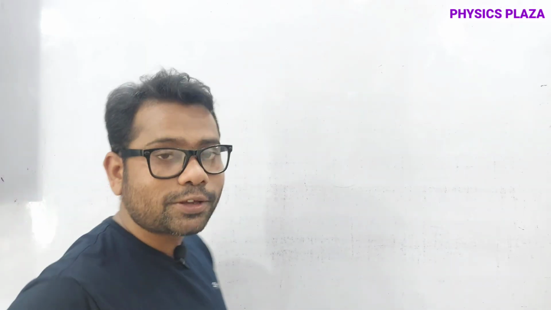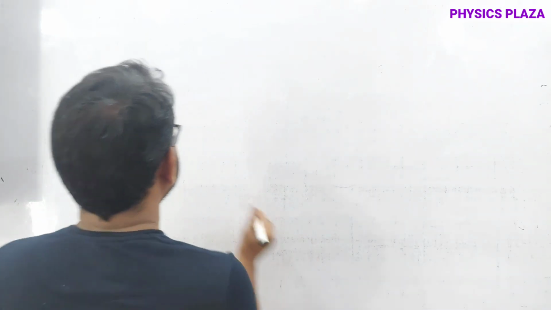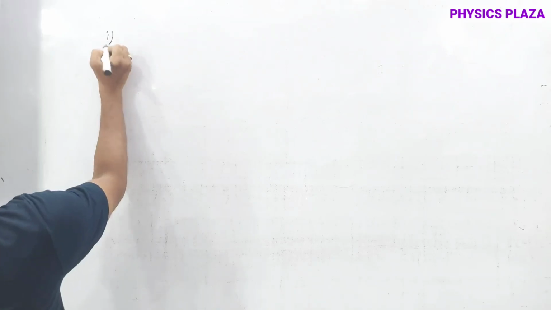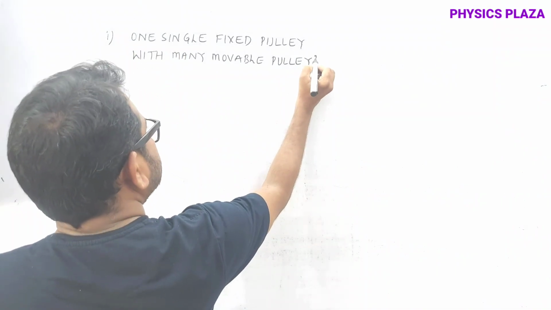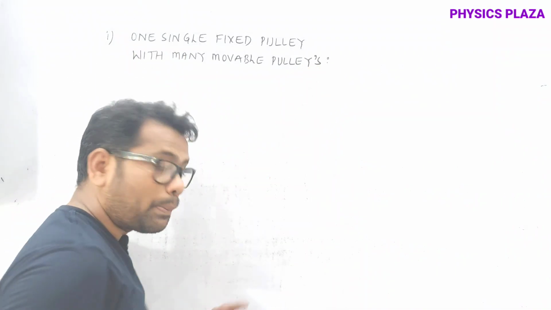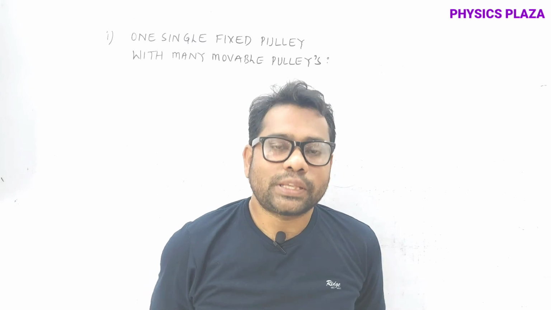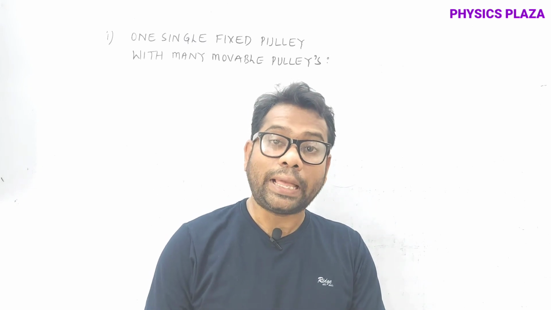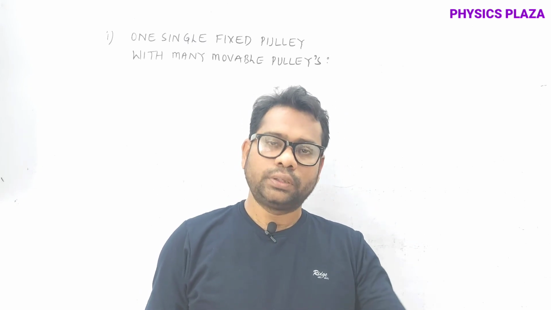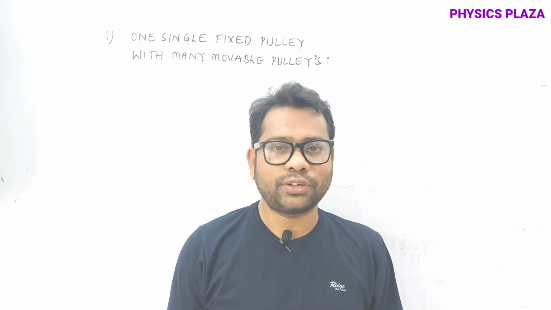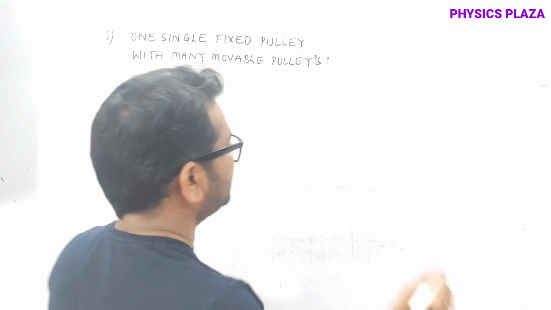So children, under this combination of pulleys, the first category is one single fixed pulley with many movable pulleys. Let us say the movable pulleys should be more than 1, at least 2, 3, 4, 5, it actually depends on need. Okay, let us see children here.